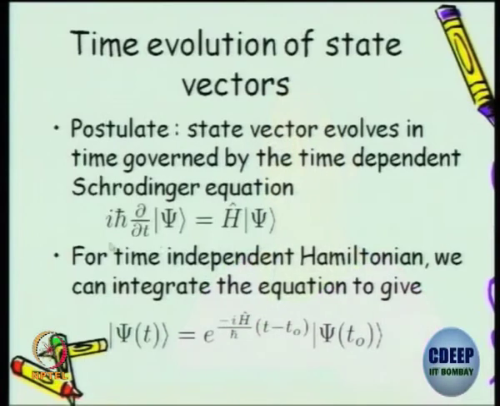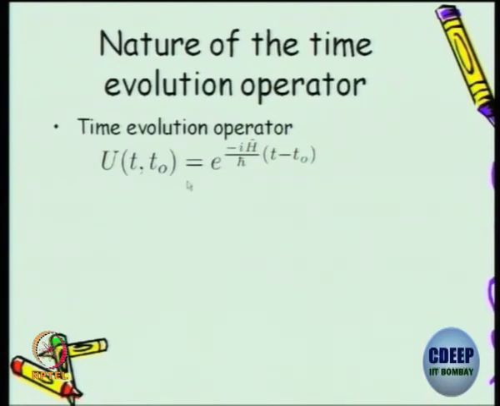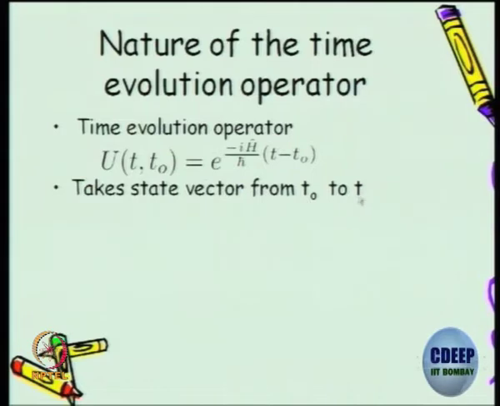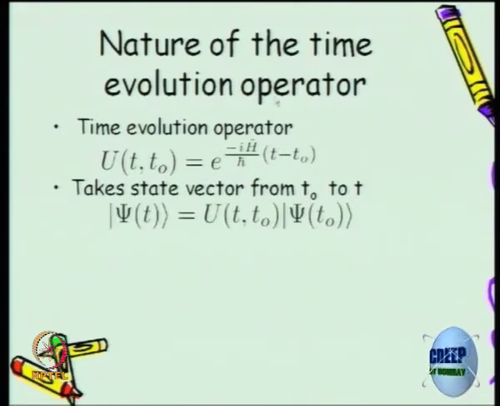and you can show some of the properties, and those properties will tell you what is the nature of this time evolution operator. That this is the Schrodinger equation which gives you the evolution of the state vector, depends on the Hamiltonian of the system. If the Hamiltonian has no time dependence, then I can do this, and this piece is what we call a time evolution operator. So the nature of the time evolution operator, as I was saying, is denoted by the letter U, takes a state vector from t naught to t, and you can write psi of t formally as U of t comma t naught and psi of t naught.